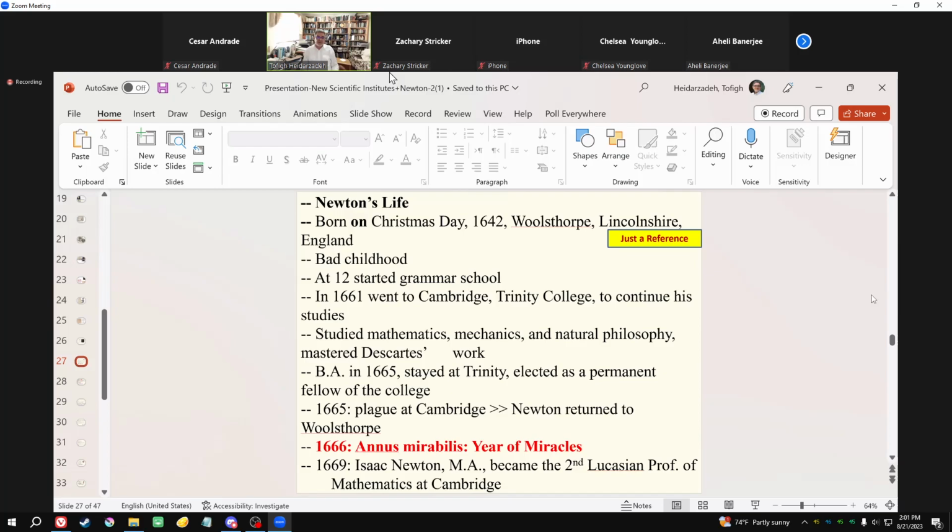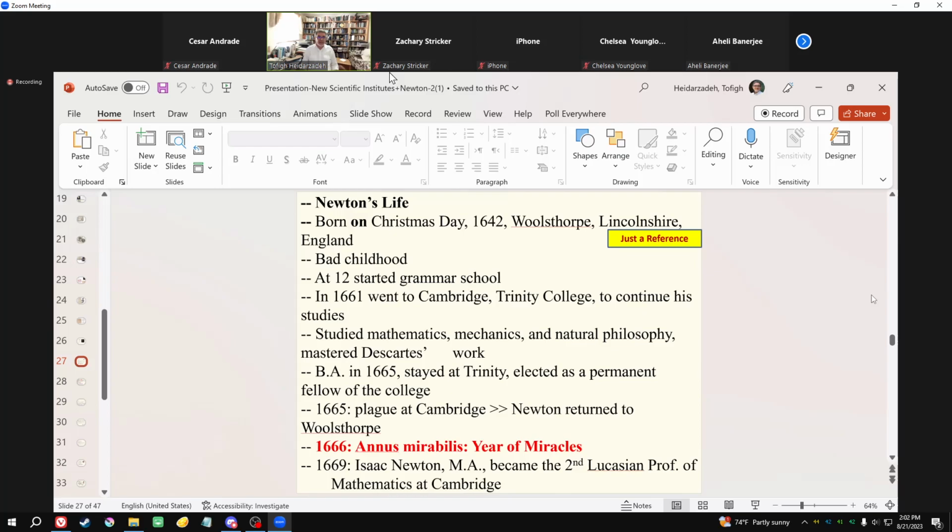He studied at Cambridge. He was a very brilliant student there. He learned Latin as a language, and Euclid's Elements, and many common books that at that time were the base of education. He learned about Descartes. He learned about Galileo and Copernicus. And he became a professor of mathematics there.